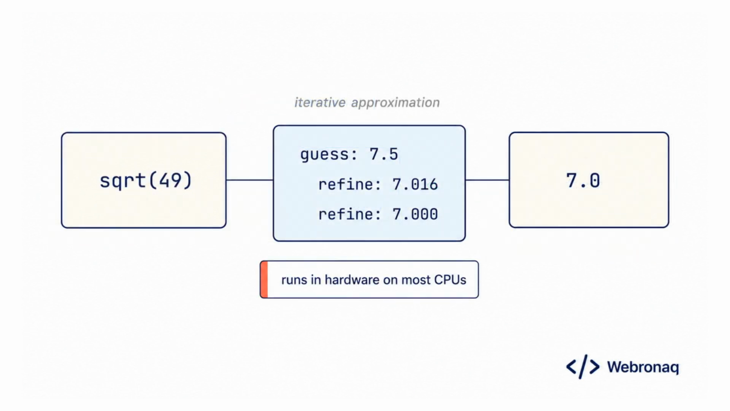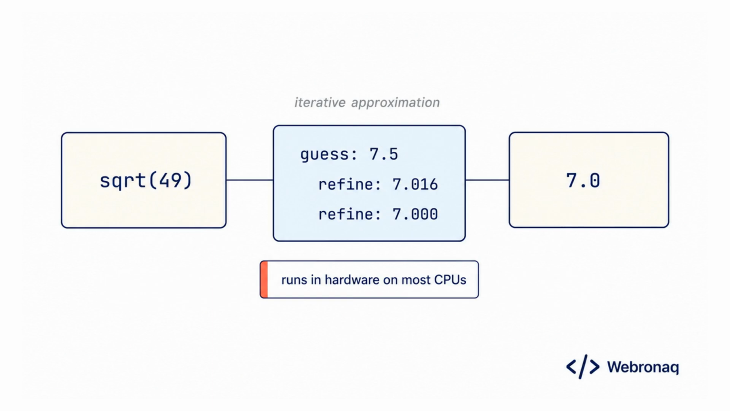Here is something most tutorials skip. When you call sqrt, your computer is not pulling the answer out of a magic table. It is running an iterative algorithm. It makes a rough guess, checks how close it is, and refines the guess again and again until it is accurate enough. On modern CPUs, this happens in dedicated hardware in just a few nanoseconds. The reason this matters, the result is almost never exactly right. It is a very, very close approximation.